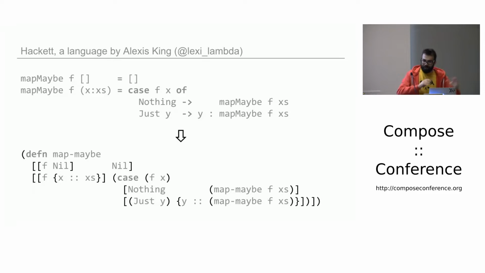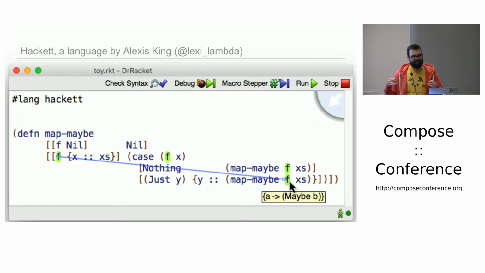So the Racket part is that Hackett is implemented in Racket, which is a language for creating other programming languages, and which gives a lot of benefits to those languages implemented inside of Racket.